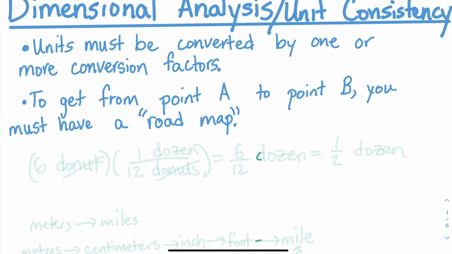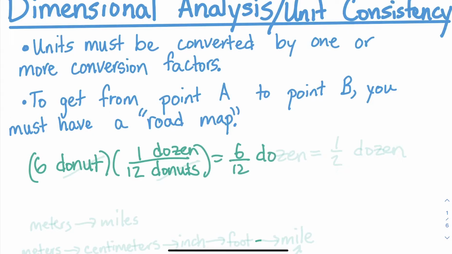For example, if I were to have 6 donuts that I were to bring home, those 6 donuts could be a half dozen, because we know that per 12 donuts, we have 1 dozen. And therefore, we can say 6 divided by 12 of a dozen, and that's a half dozen. So you're already familiar with the idea of dimensional analysis, and that is just using conversion factors to be able to convert between one unit to another.